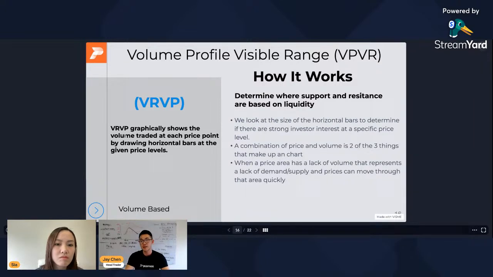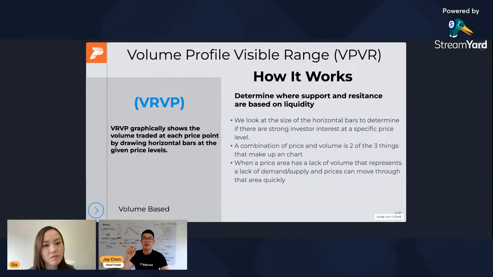So basically what the VRVP does is it graphically shows you the volume traded at each price level. From this, you can determine where the support and resistance are based on the liquidity levels, and it's shown to you on the chart. So if someone trades $1 million of Bitcoin at 28,000, you know that might be a strong resistance, right? Because you can see how much volume is traded.